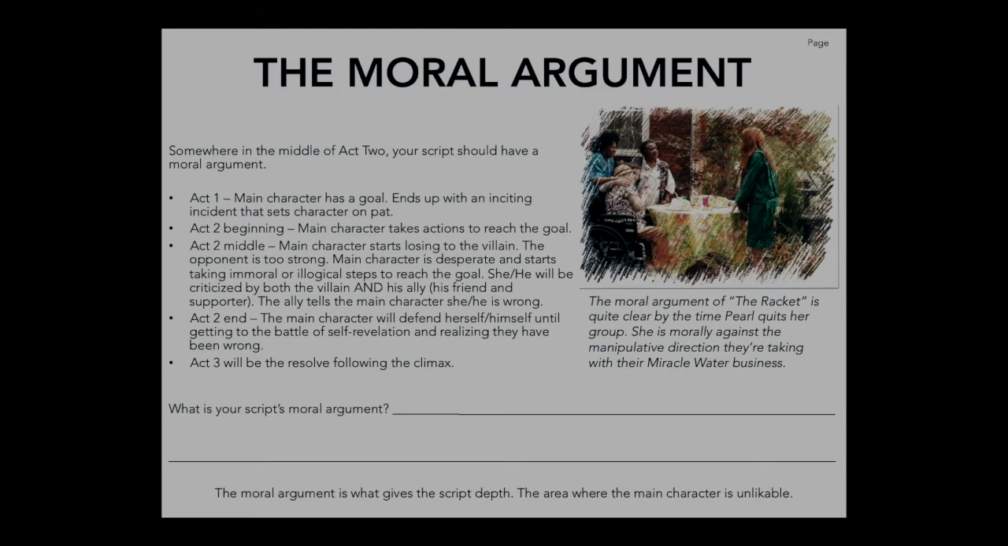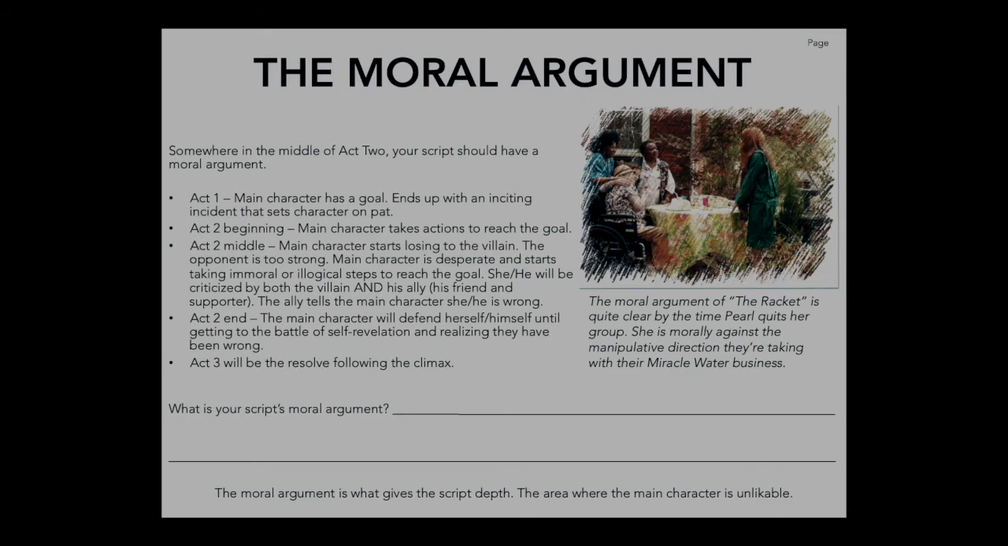Of course, it didn't work out. In the middle of Act 2, the main character starts losing to the villain. So, in my case, Winky is losing to her grandson who is selling her house, but she's also losing in the moral argument because it's kind of growing too strong. The main character becomes desperate and they start to take immoral or illogical steps to reach their goal.